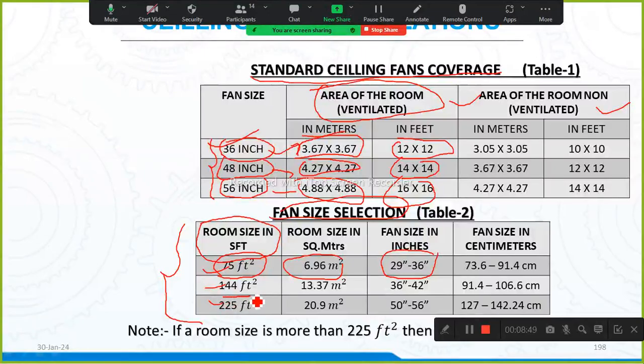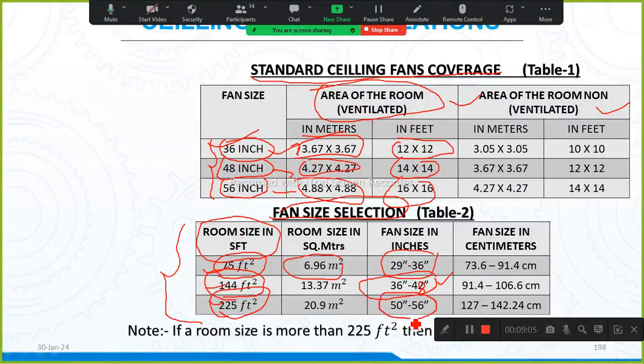If your room size is up to 144 square feet of an area, then try to select the 48 inches fan, that is 36 to 48 inches fan here. So you can go with the 48 inches fan. Then if your room size is up to 225 square feet of area, we go with a 56 inches fan.